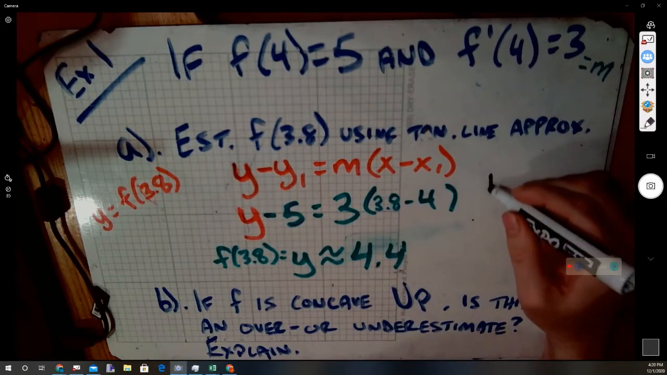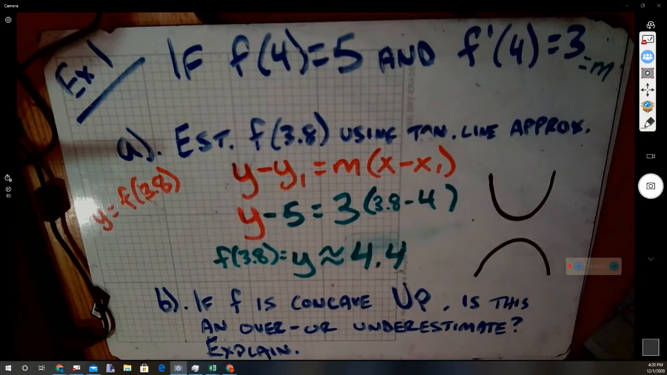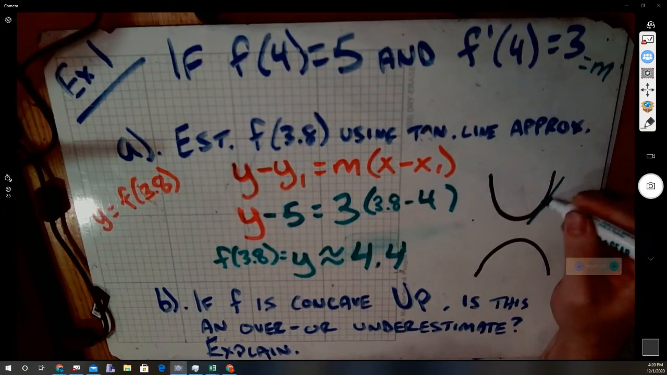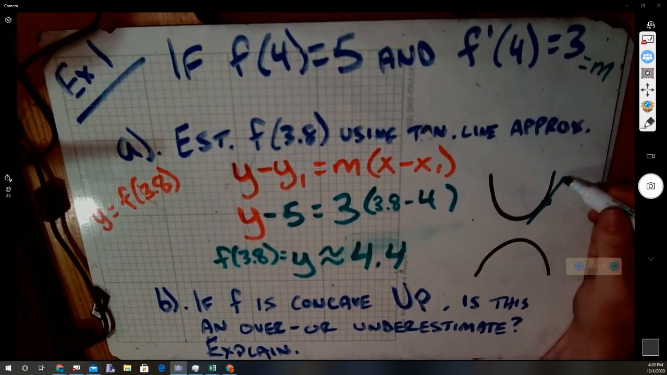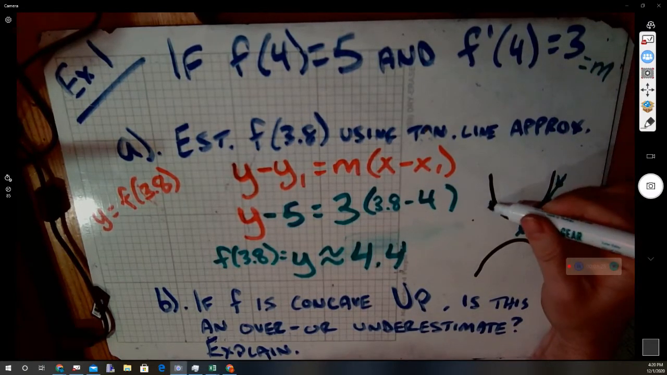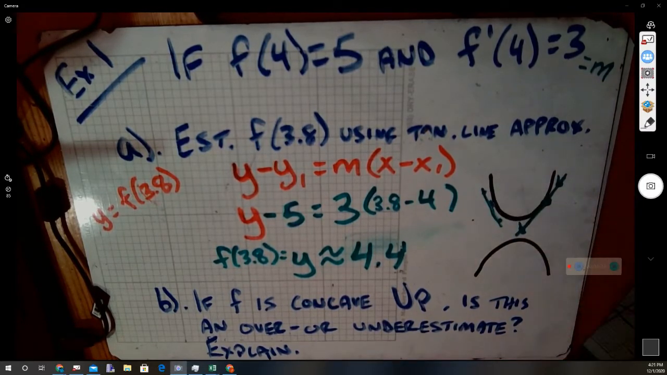Basically, concave up looks like a cup. Concave down looks like a frown. If I am to do any sort of tangent line approximation here, on a concave up, if I try to do a tangent line right there, notice what happens. My approximation value is always beneath what the actual function value is. Even if I did that over here, my approximation value is always under my actual function value. So if f is concave up, that means that this approximation is an underestimate.